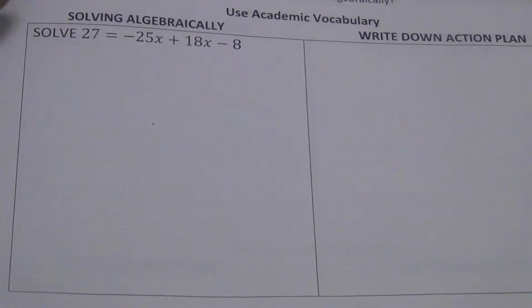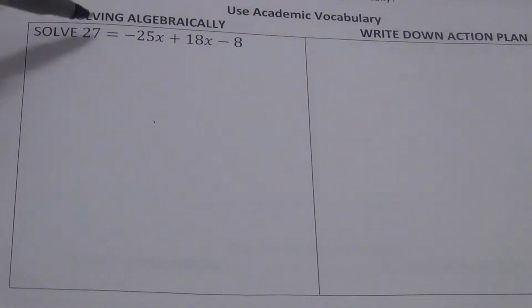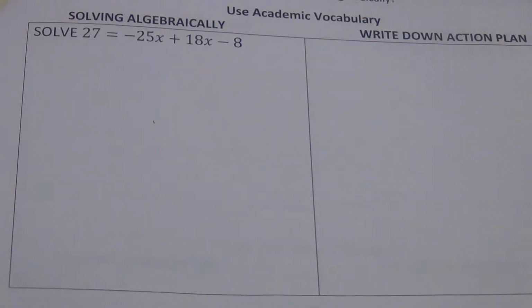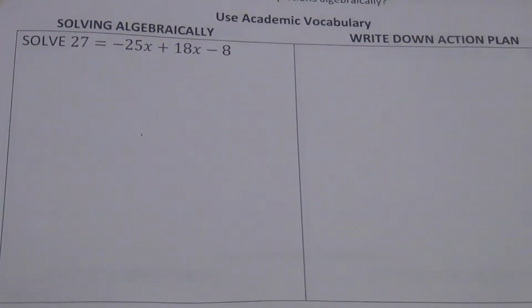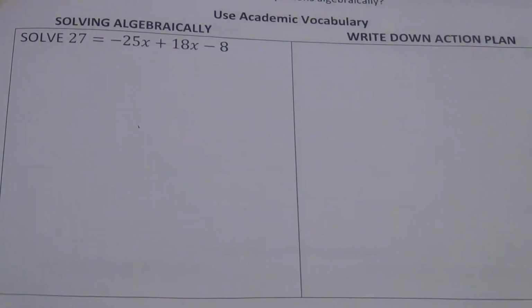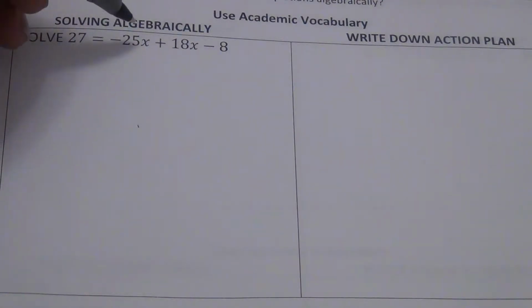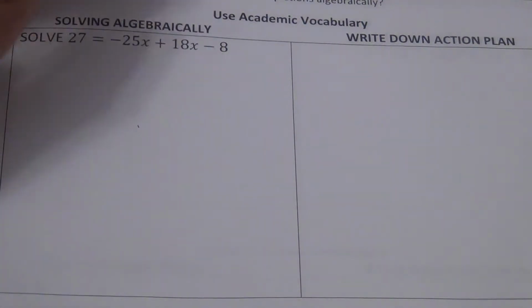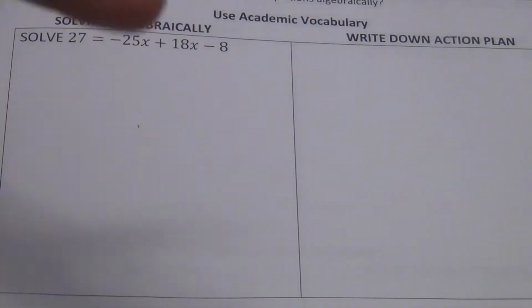Alright, so we have the equation 27 equals negative 25x plus 18x minus 8. So let's write down our action plan. This time, I'm not going to write what's going on. I'm going to write the rules. Remember, that's basically your depth of knowledge explanation.